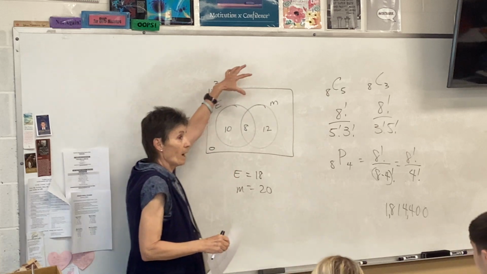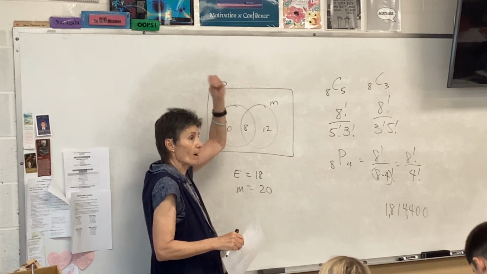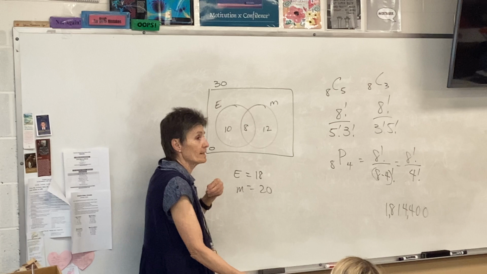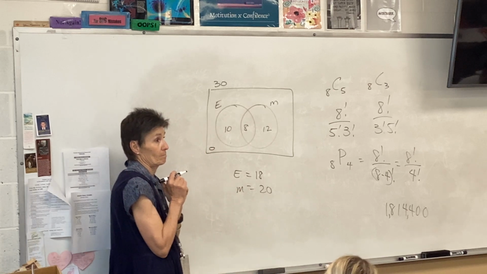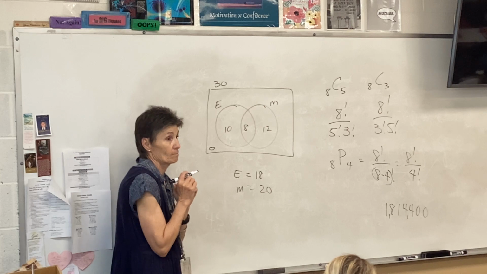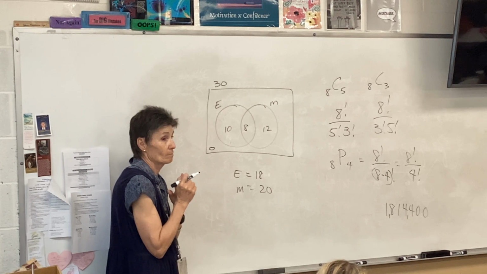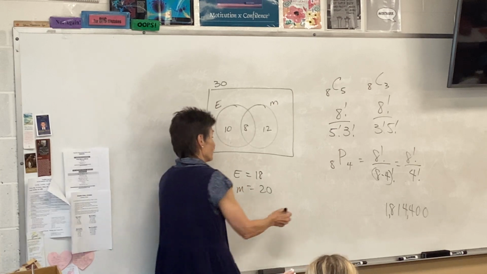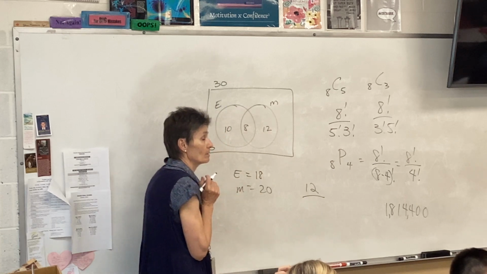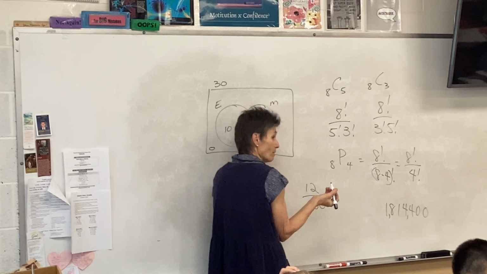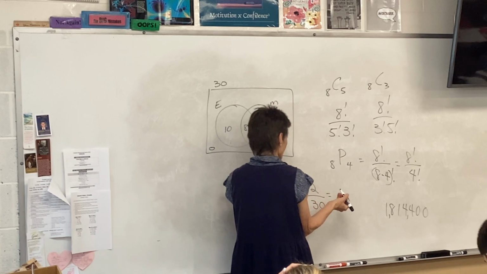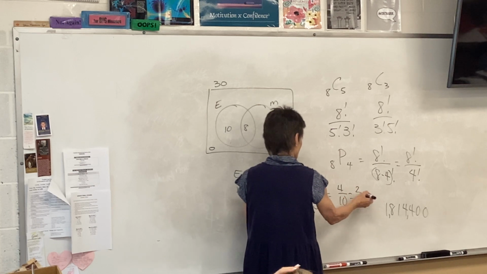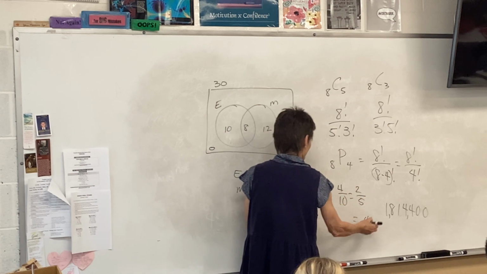I'm gonna reach in the box, 30 kids in this box, I'm gonna reach in and grab a kid out. What is the probability that he only likes math? How many kids only like math? 12? How many kids are there altogether? 30. So your answer is 12 over 30. We can get a percent for that, or we can reduce the fraction. 4 tenths, 2/5. So did anybody say 0.40?